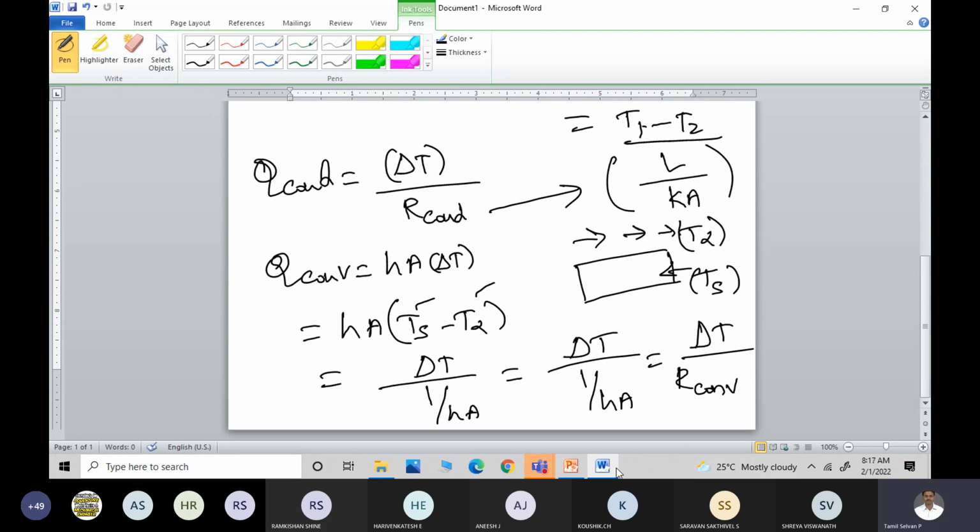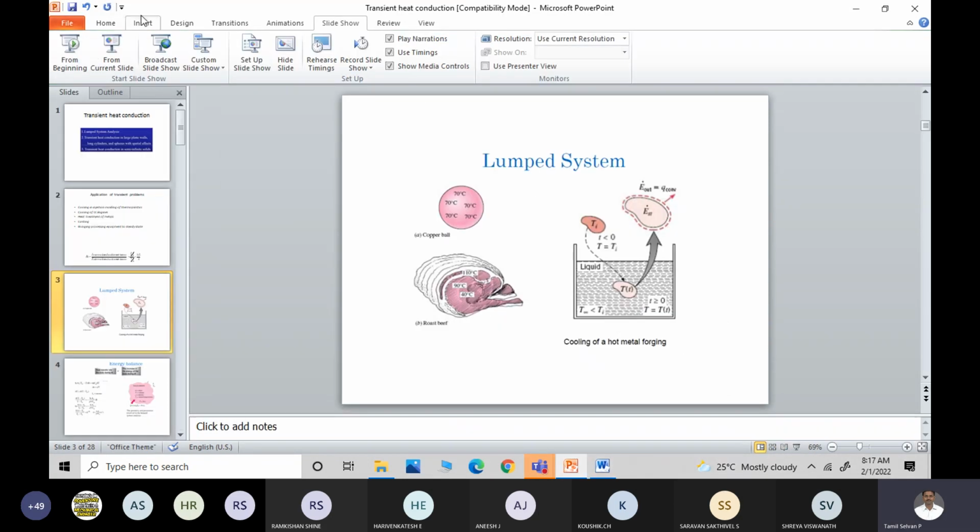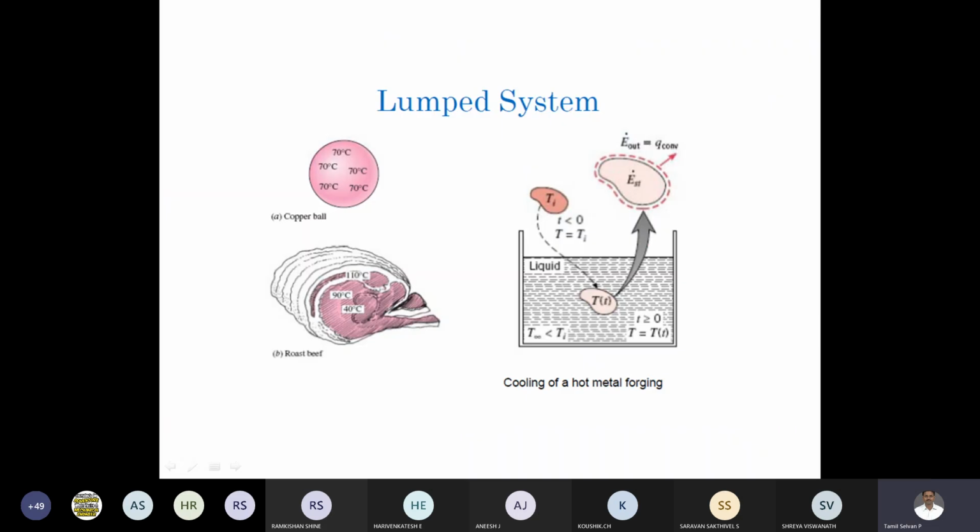Because the solid size and shape is very small, whereas the volume of the liquid is high, you will be having lesser internal conductive resistance when compared to convective resistance. Am I correct? The hot body is cooled in a faster manner.